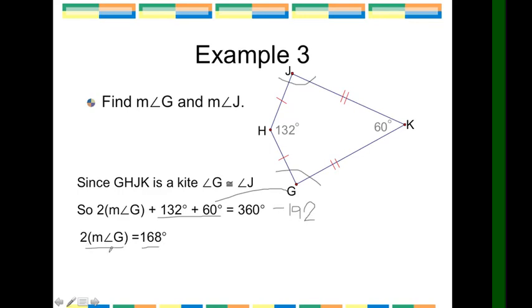So we will divide both sides by 2 to cancel this. So we have 84 for the measurement of G. If the measurement of G is 84, therefore the measurement of J is 84. To check, you can just add all of this. We have 84 plus 84, which is equal to 168, plus 60 plus 132 is 192. 192 plus 168 is 360. The total should be 360 degrees.